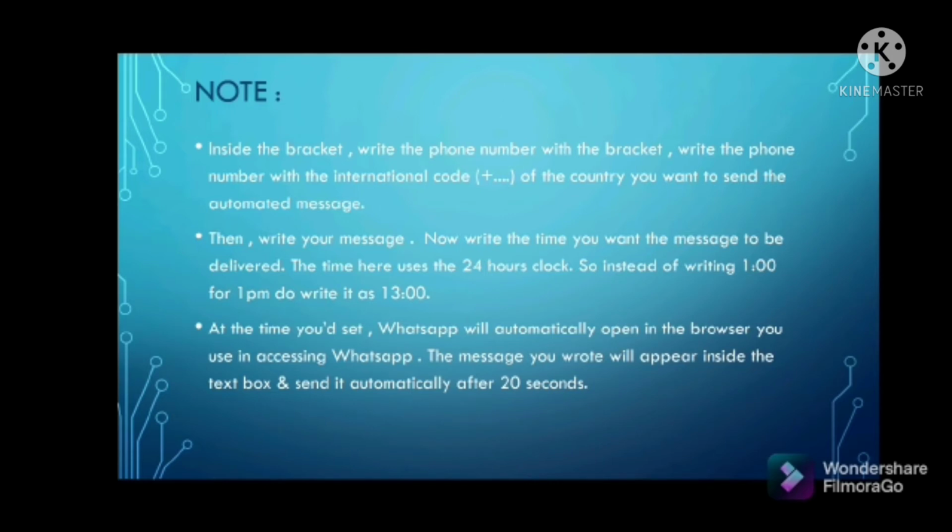Note, inside the bracket, write the phone number. Write the phone number with the international code of the country you want to send the automated message to. Then write your message. Now write the time you want the message to be delivered. The time here uses the 24 hour clock. So instead of writing 1:00 for 1 pm, do write it as 1300.